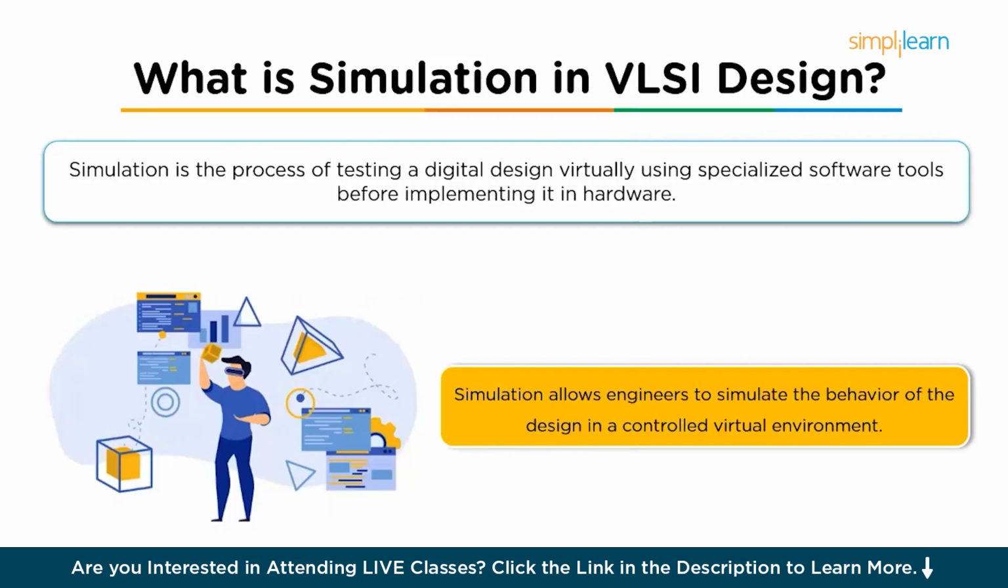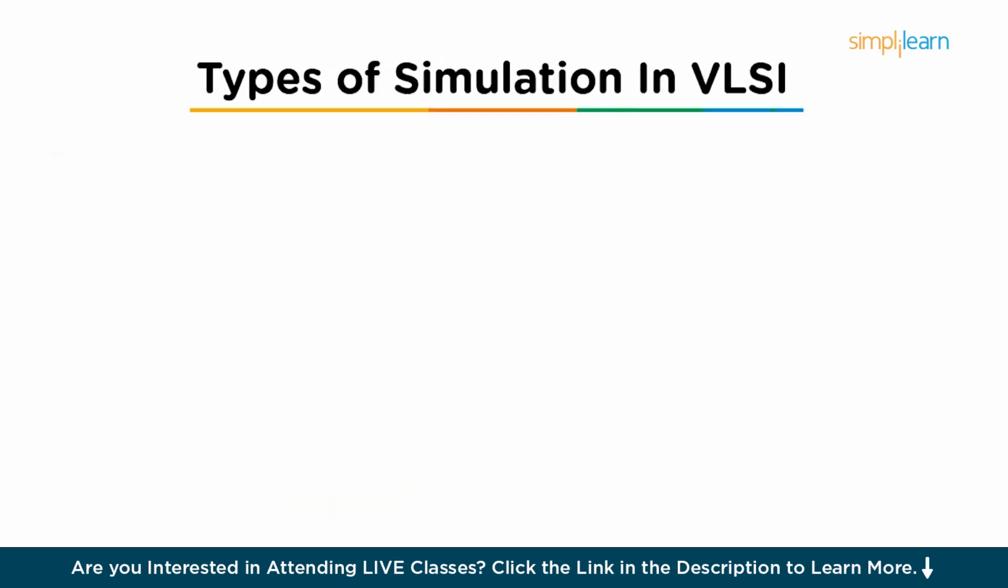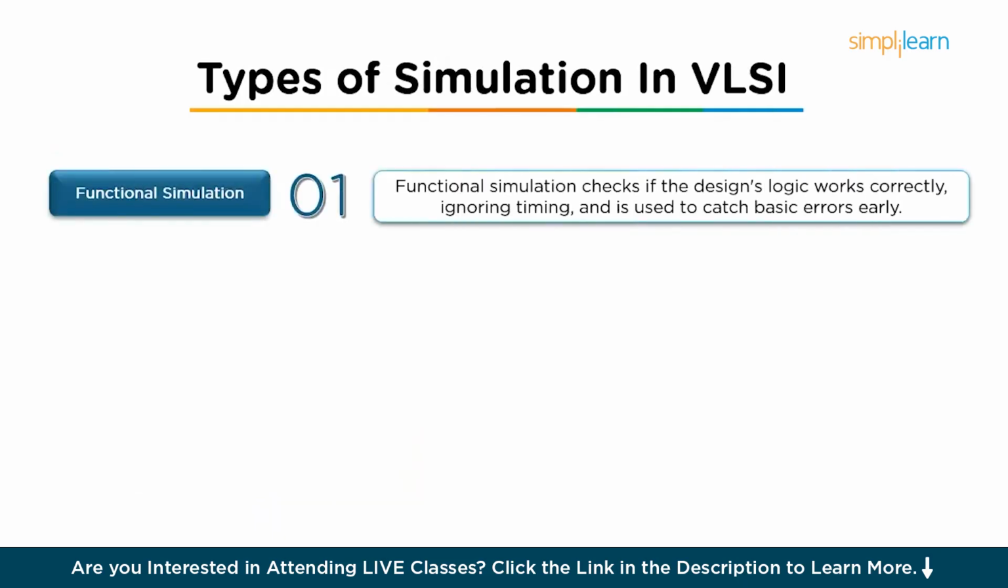So now let's understand the types of simulation in VLSI. The first one is functional simulation. Functional simulation is a type of simulation that checks whether the design functions correctly. That is, whether the logic described in the Verilog code produces the expected result. Functional simulation does not take into account timing issues. It simply verifies the logic of the design. It is typically the first step in the simulation process, as it helps catch basic errors in the design before the complex timing issues are considered.